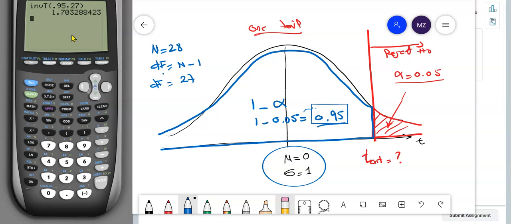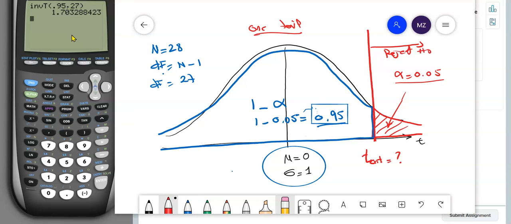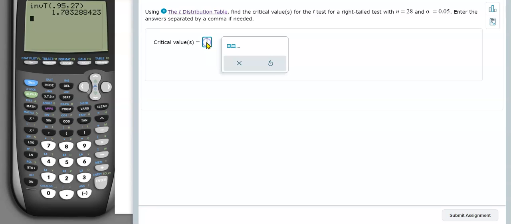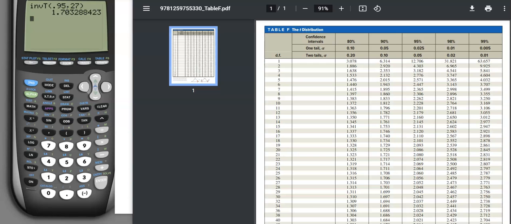So this is the value that I'm going to look for. It is 1.703. Remember, 3 decimal places. Okay, that's how I do it with the calculator. 1.703. So now, suppose I did not have the calculator and I want to do it with the table. So how can I do this one?